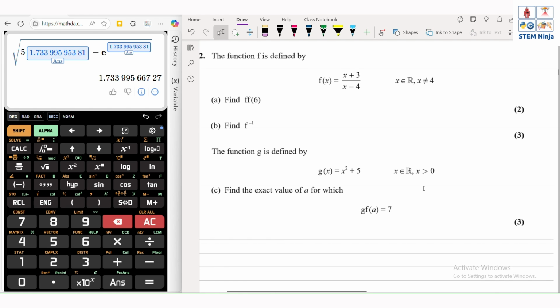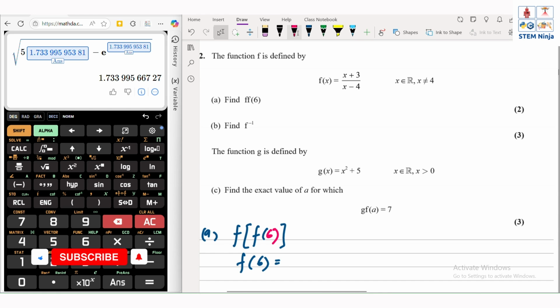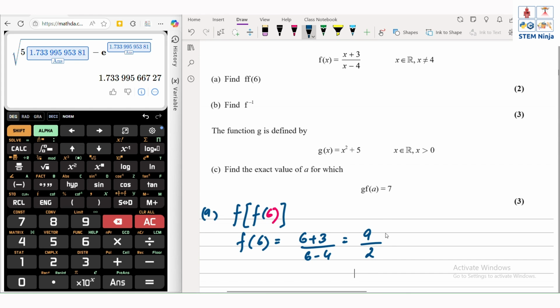Function f is defined by f of x equals x plus 3 divided by x minus 4. Find ff of 6. So over here, this is a function of a function. So first we will have to find out f of 6, and then we would plug it back into the function. So first we find out f of 6. That would be just simply 6 plus 3 divided by 6 minus 4. So 9 over 2, or 4.5.